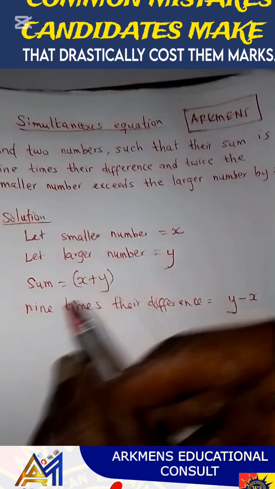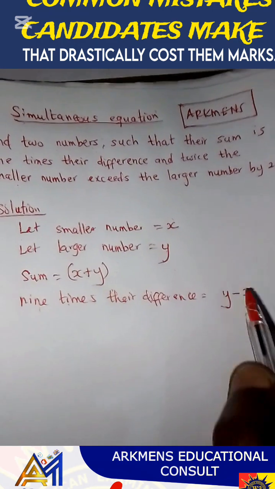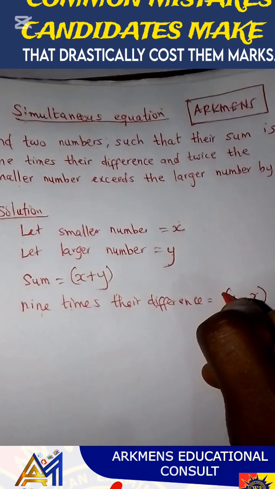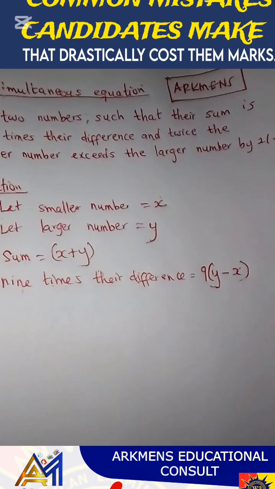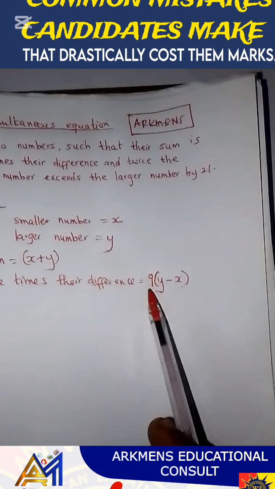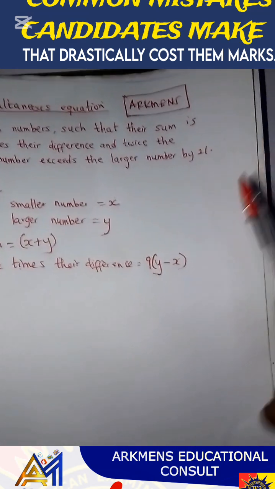This is the difference. But it says 9 times their difference. So after I've seen the expression for the difference, I'll put it in brackets and put 9 here. That is 9 times their difference. I hope you are following. Just take your time as we break it down one by one to get it easily. So 9 times their difference is 9 into bracket y minus x. Good, let's move on.